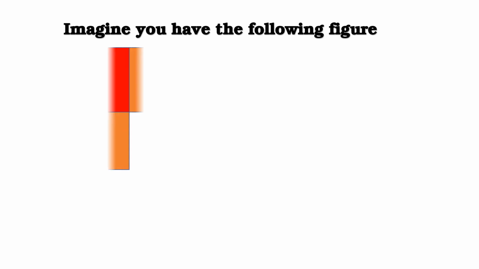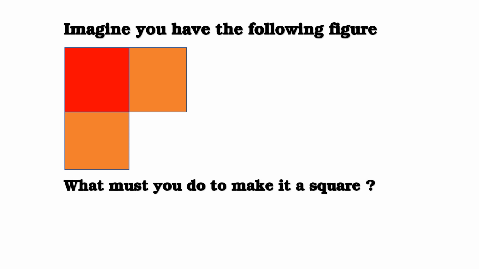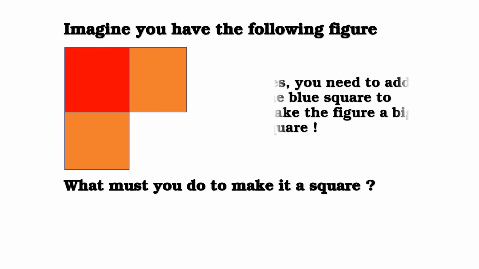To understand what completing the square means, we're going to do it pictorially. Let's start off by having a figure comprising a red square and two orange squares. When you put these three figures together, you do not get a complete square. So the question you have to ask yourself is, what must you do to make it a square? Currently the image on the screen does not make it a square yet.